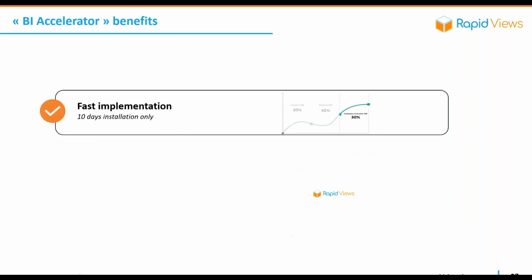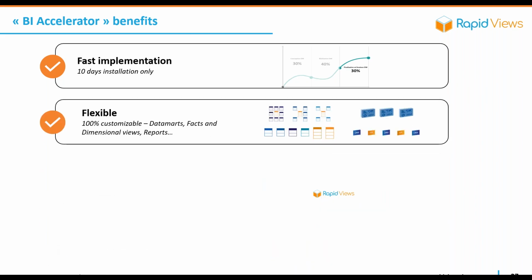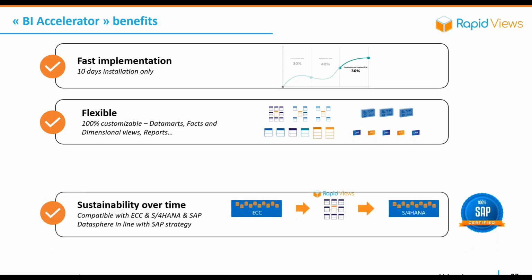Okay, good, thank you. So fast implementation, right? The benefit is we gain some time because all this foundation is already there. It's flexible because we provide it as a kind of toolbox that contains this component, dimension, fact, semantic layer, a kind of Lego brick that you can reuse, you can modify, you can do whatever you want with this. It's totally open.